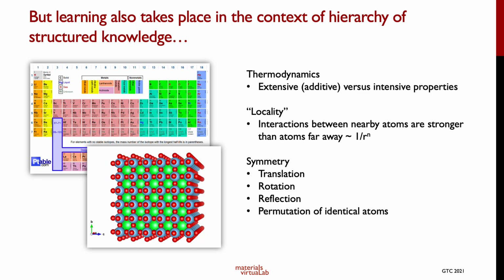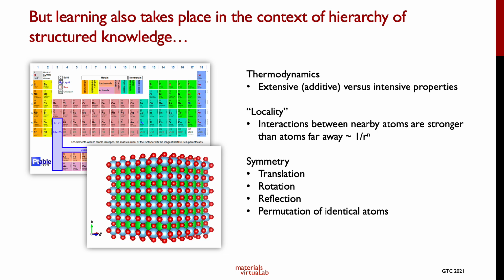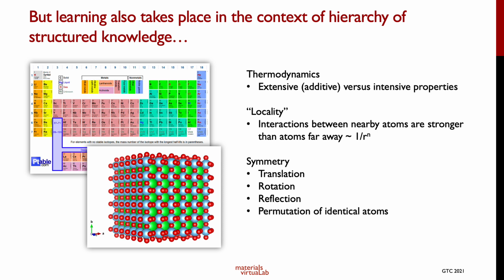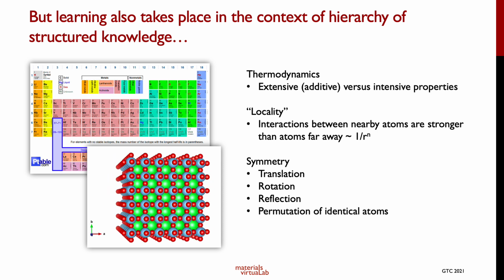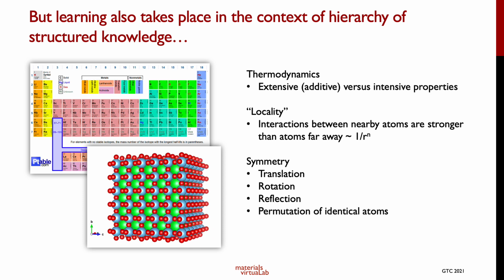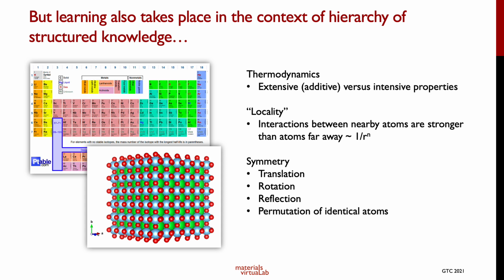However, combinatorial generalization also takes place in the context of a hierarchy of structured knowledge. And we have built this hierarchy of knowledge in the past few centuries, right? So we have things like the periodic table, which tells you how certain elements have similar properties. We have the laws of thermodynamics, which tells you which properties are related to one another.